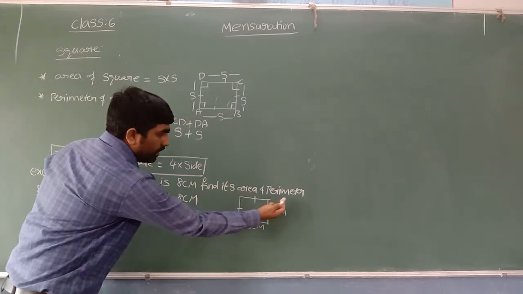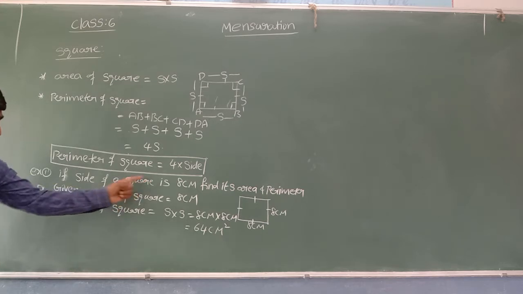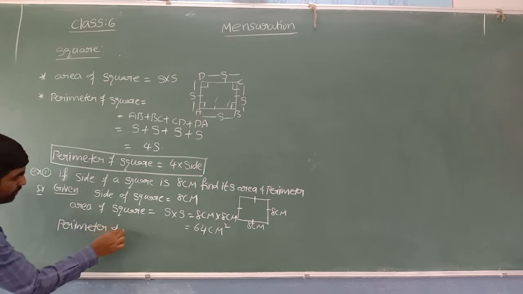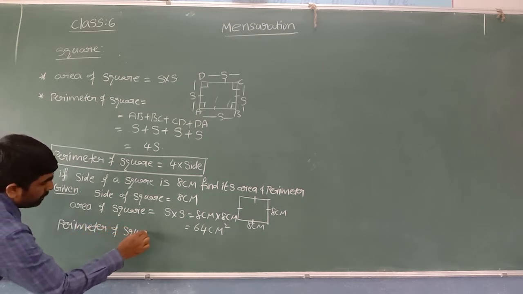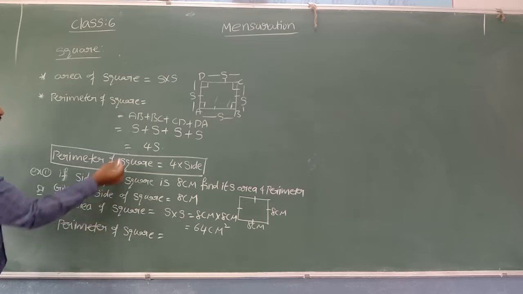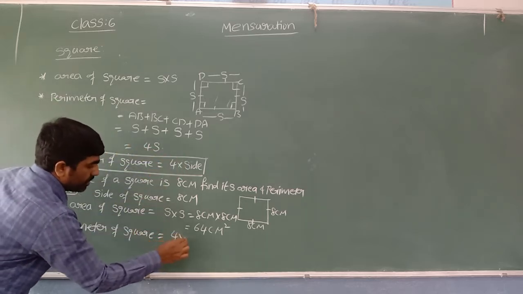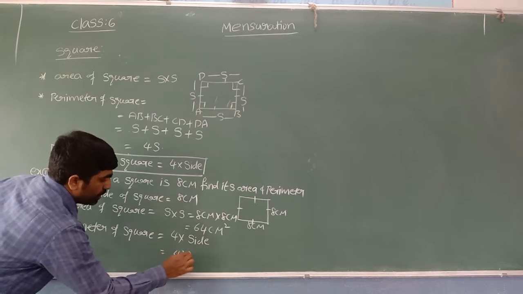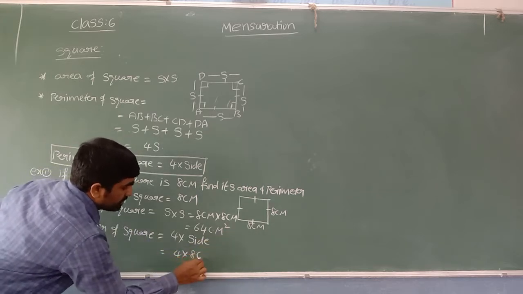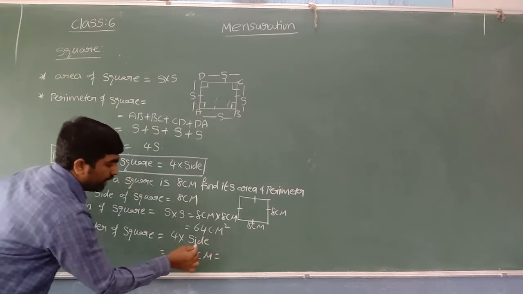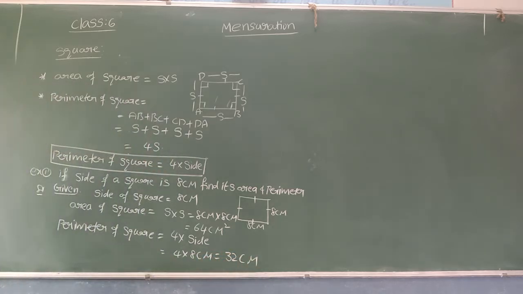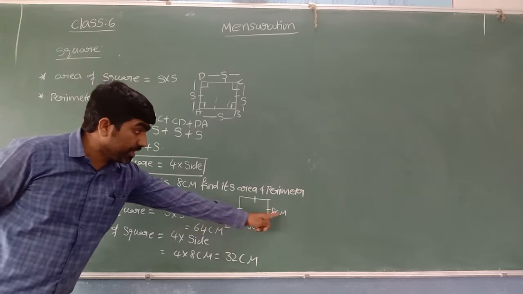Not only area, they ask you to find the perimeter of a square also. So now I am finding the perimeter of the square. Perimeter of a square is equal to, what is the formula? Sum of all sides, 4 into side, is equal to 4 into 8 centimeter, which is 4 8s are 32 centimeters. The length of the sides is in centimeter.